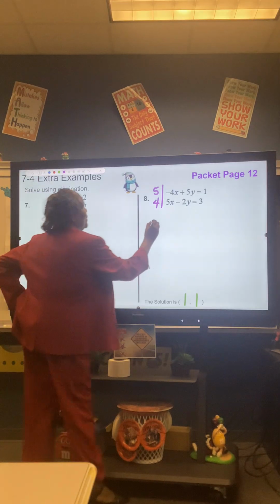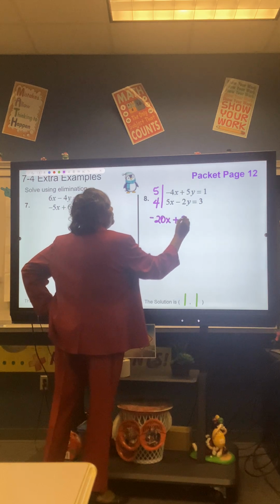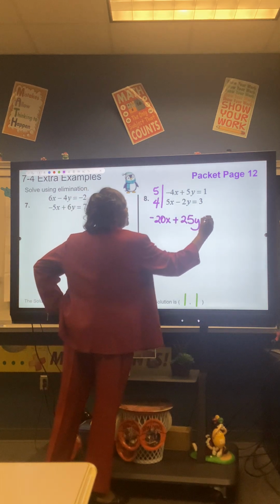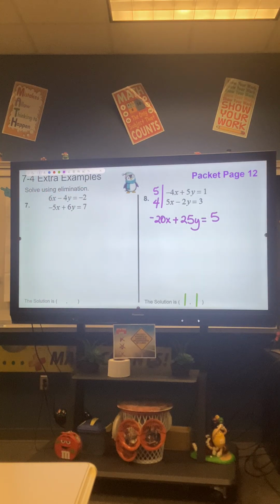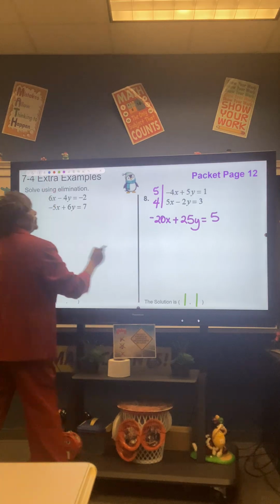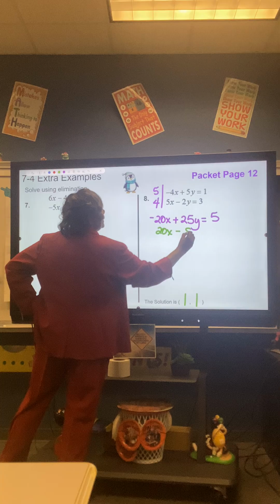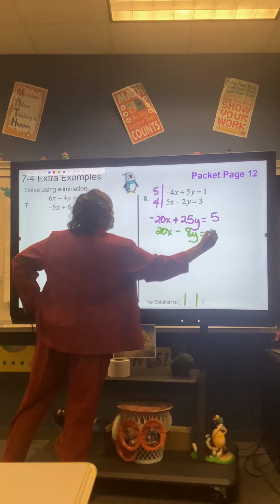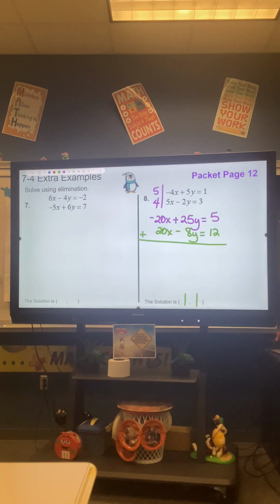All right, here we go. I got a negative 20x plus 25y is equal to 5. Give me a thumbs up when we got that one. All right, the second one. I got a positive 20x minus 8y is equal to 12. Okay, you gotta keep up with your signs. Positive times a negative is a negative.